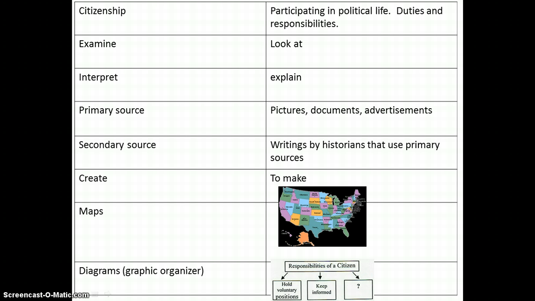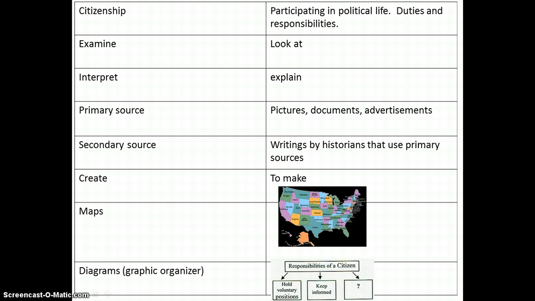When you interpret something, you explain something. A primary source is our pictures, documents, and advertisements. We'll be looking at a lot of pictures, documents, and advertisements this semester. A secondary source is writings by historians and those people who use primary sources. When you create something, you make it.